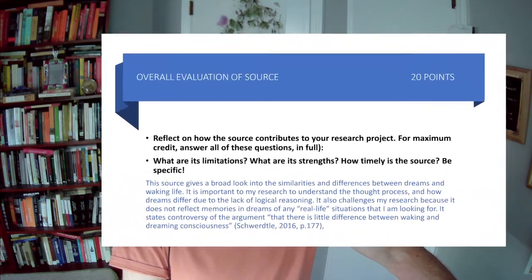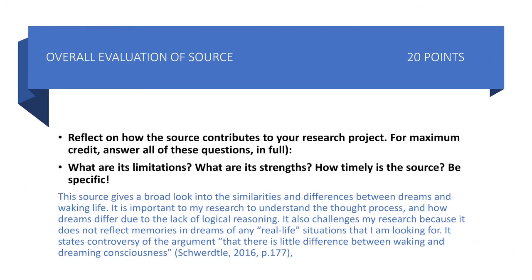Now, there's a section between analysis of quotations and overall evaluation of source. This section we're going to discuss in a moment, called synthesis. You don't need to understand it yet. I will make a video explaining it in a week or so before the second source evaluation is due. And that's where the points from the source analysis will go down to 20.